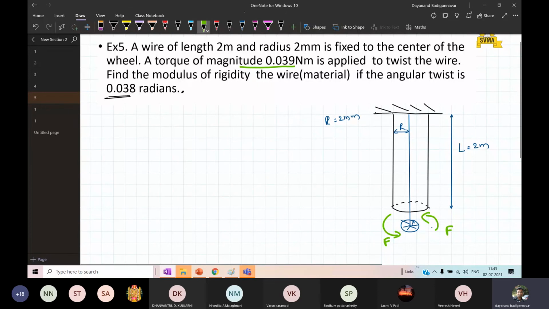So what is the modulus of rigidity of the wire? This wire has certain characteristics. Modulus of rigidity, how much is it? Now here there is a twisting of the wire. How much is the twisting? If I take this as a reference mark here.